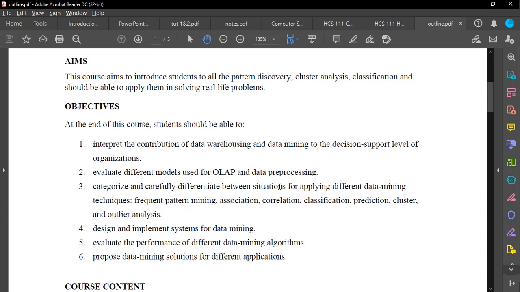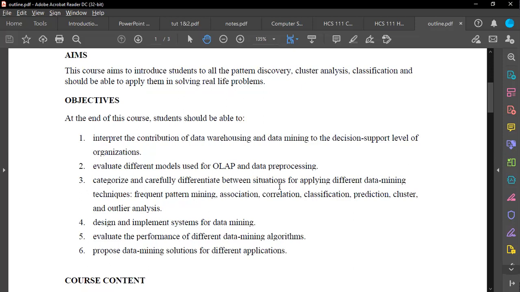You need to be able to interpret the combination of data warehousing and data mining to the decision support level of the organization. So it's not only about doing these things. It's also about interpreting these results, right?